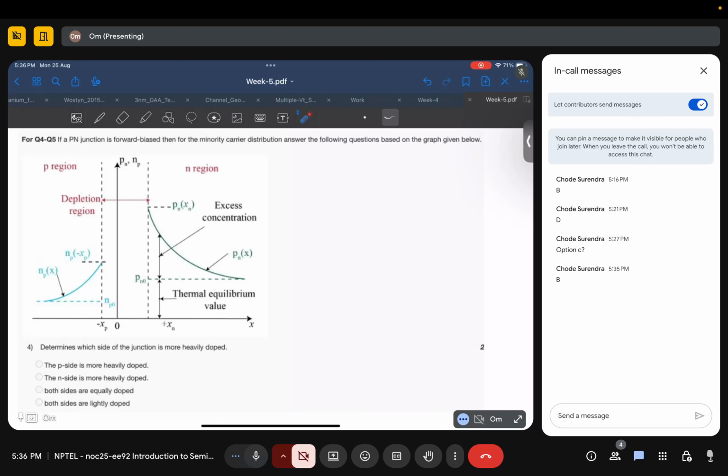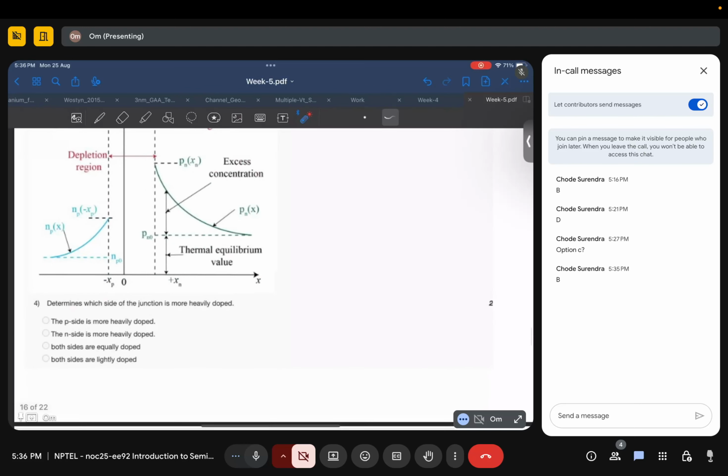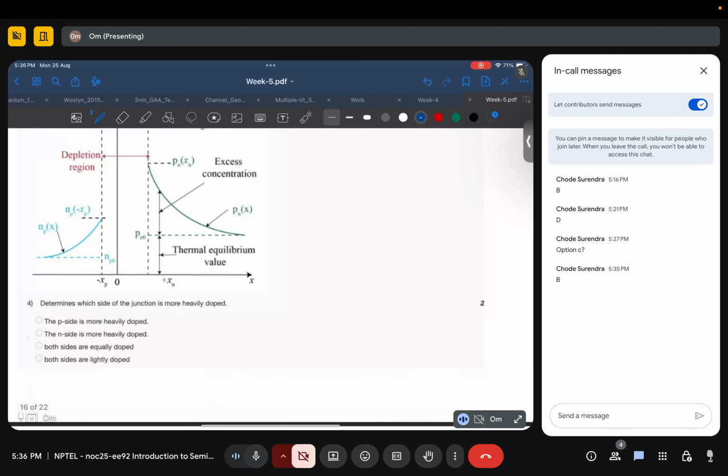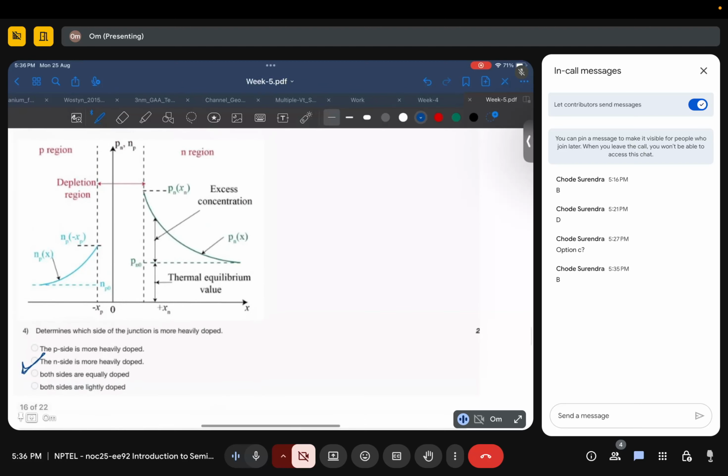Yeah. So option B is correct in this case. So we can see it from two things. First is you see the depletion region. Sorry, option A is actually correct. The P side is more heavily doped than N side. B is not correct. A is correct.